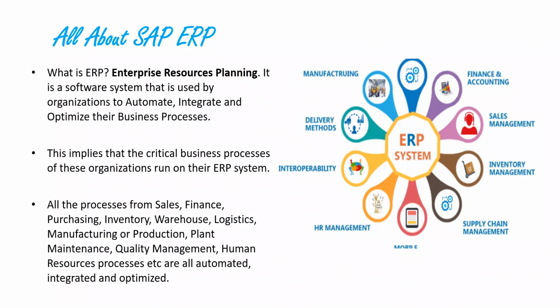It becomes an ecosystem where the organization carries out all their business operations. So if you don't know how to use it, then you cannot work within that ecosystem. All their critical business processes are automated, optimized, and integrated with the ERP, because it brings a lot of benefits. Sales, finance, purchasing, warehouse management, inventory, manufacturing, production, plant maintenance, quality management, and so on are all integrated. Look at the diagram here.